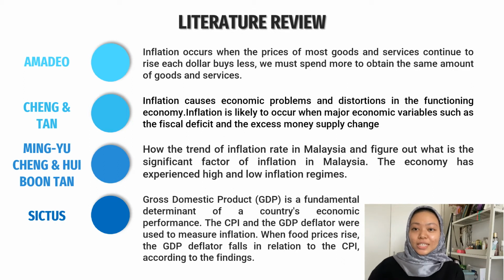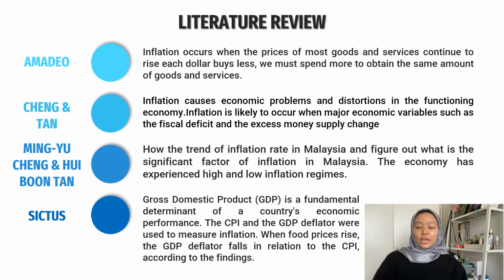Moreover, according to Sixtus in 2010, gross domestic product, GDP, is a fundamental determinant of a country's economic performance, and they also found that the GDP falls relative to the consumer price index, CPI. In conclusion, the CPI and the GDP deflator were used to measure inflation itself.